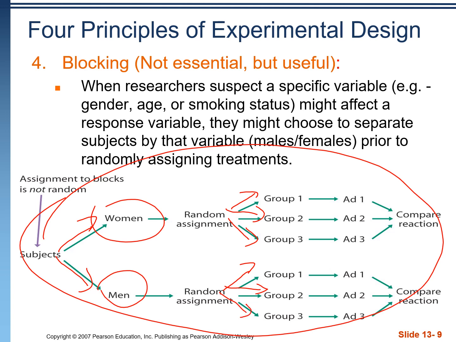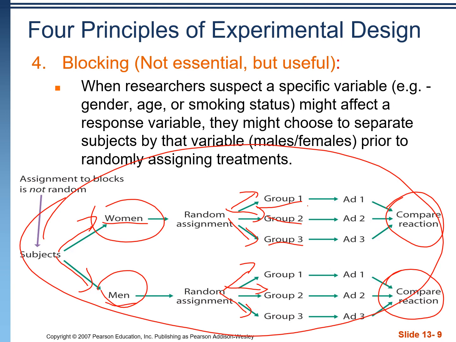Okay, and then we run our experiment. That allows us to get one set of results for the women, one set of the results for the males. We can see if there's any differences between the 2 sexes. We can see differences between the treatments. Okay, so we do that because we think there might be a difference in the responses to those 2 genders.